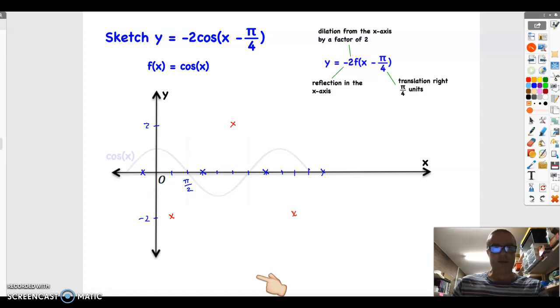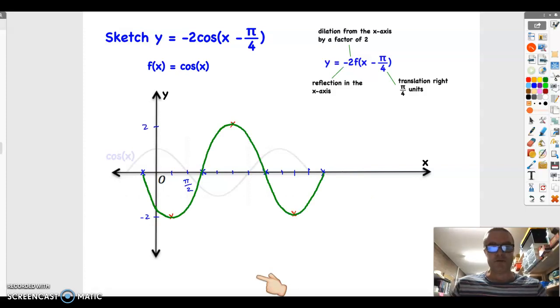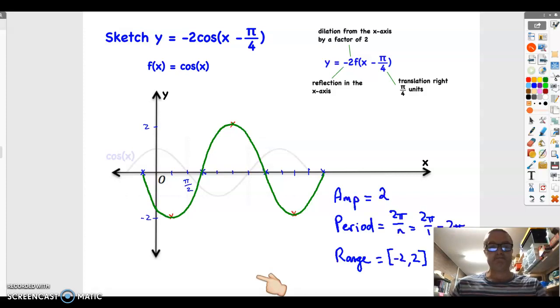And taking into account the dilation, the curve is now going to oscillate between -2 and +2, and it is also reflected. So I've marked points where the minimum and the maximum and the next minimum will occur, and that will enable me to draw a rough curve for the equation. In this case, we've got an amplitude of 2. We've got a period of 2 pi, and the range is from -2 to 2.